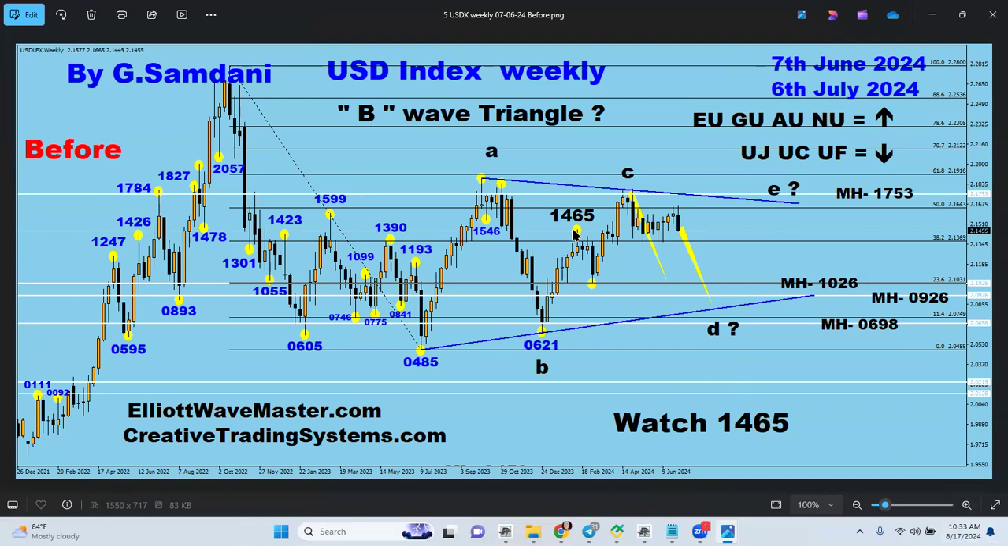That is a triangle, right? I'll make the video sometime later about it, not in this video. So the triangle has 5 legs, A, B, C, D, E. So maybe we are going for D to the downside all the way here to 1026 or maybe 0926 or even 0698, right? And then another very important number is 0893. So this is the area that we were shooting for, right?